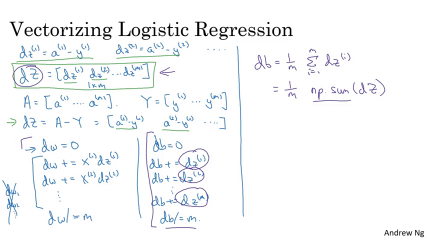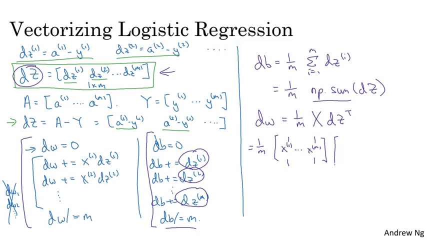How about dw? I'll just write out the correct equations, and you can verify it's the right thing to do. dw turns out to be 1 over m times the matrix X times dz transpose. To see why that's the case, this is equal to 1 over m, then the matrix X, which is x1 through xm, stacked up in columns like that. And dz transpose is going to be dz1 down to dzm, like so.